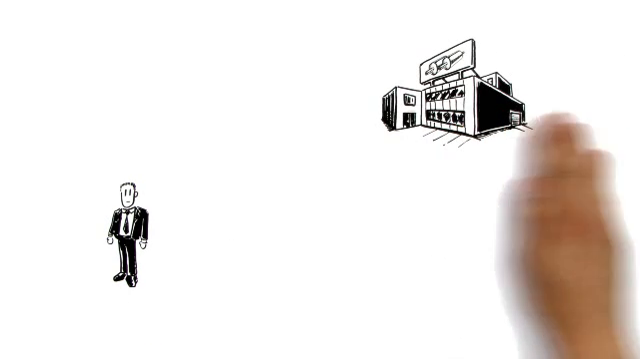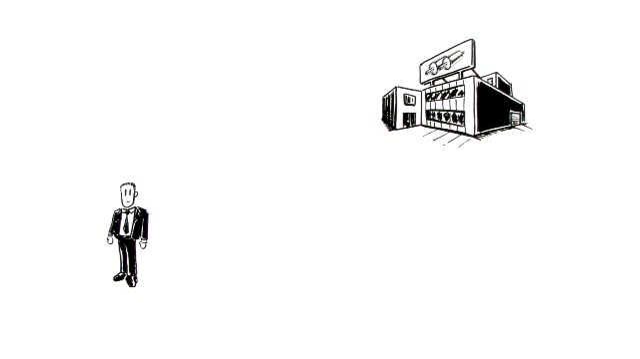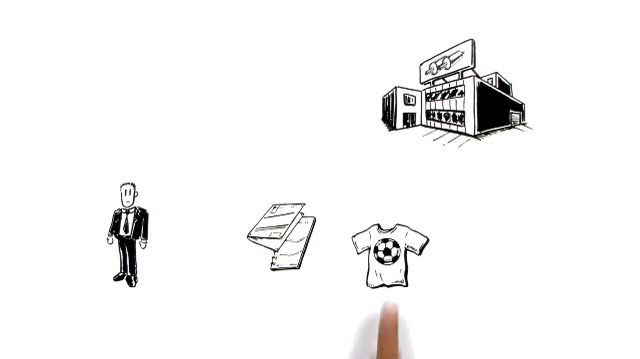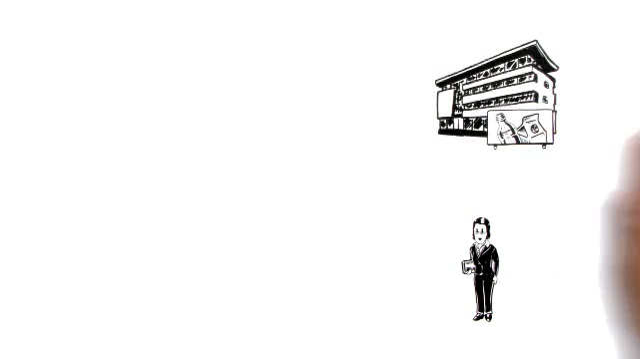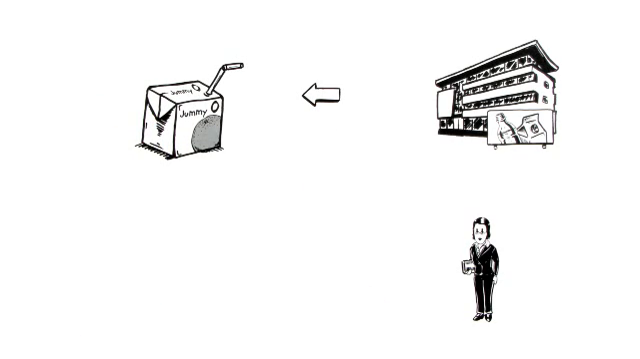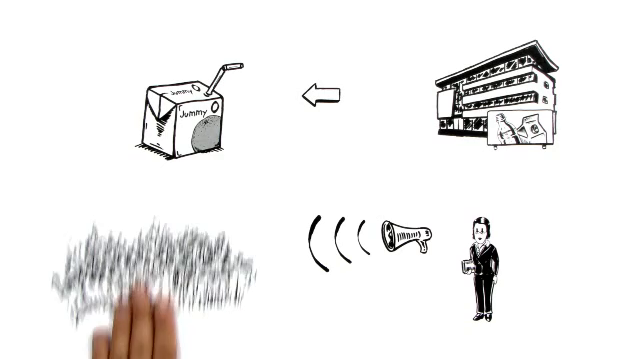This is Michael. Michael owns a large print shop. He has lots of customers for whom he prints all kinds of things, like brochures, t-shirts, or banners. This is Kate. She is the product manager for a drinks company. The company has developed a new orange juice drink. Kate wants to start a big marketing campaign to promote the juice to customers.